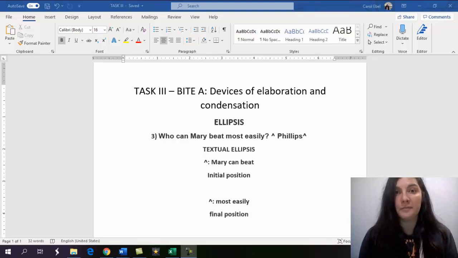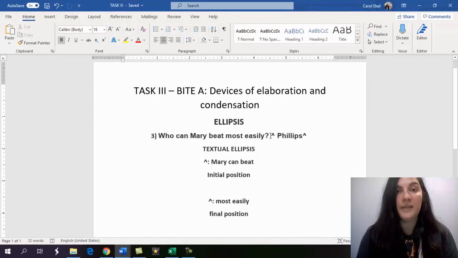In this case, Phillips. So the information omitted in the answer can be found in the nearby text, which is the question. The first case of ellipsis happens at the beginning of the answer, and the structure which is missing is Mary can beat. Mary can beat who? Phillips. We can say it is placed in initial position because this structure must be placed at the beginning of the clause before Phillips, which is the object of the clause. The second item eliminated or omitted in this clause is most easily, which appears to be an adverbial for this clause.